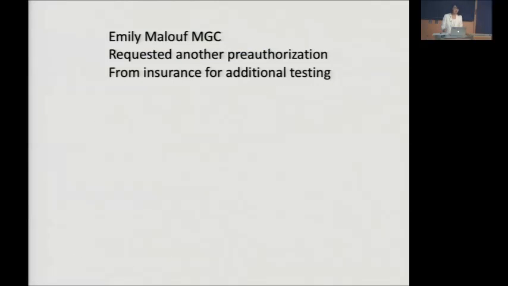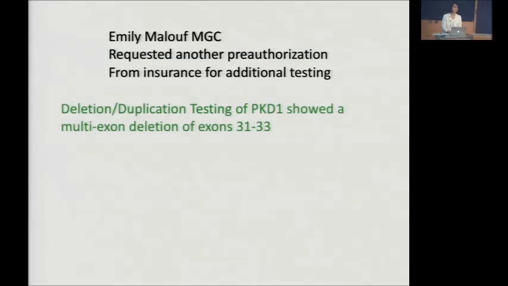So, Emily Malouf, a stellar genetic counselor in our group, requested another pre-authorization from insurance for additional testing, and she got it approved. So, we requested deletion duplication testing, and this showed a multi-exon deletion of exons 31 to 33. Again, this is a type of genetic variant that is not detectable by the test that she had. So, you might ask, well, why didn't you just send it at the beginning?